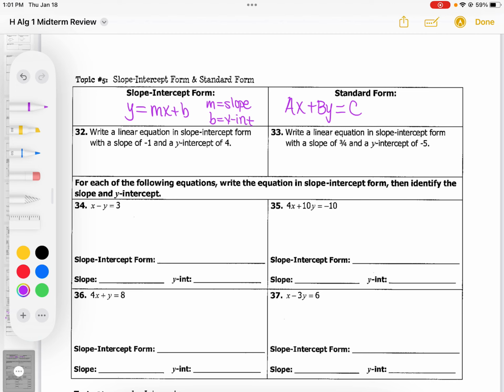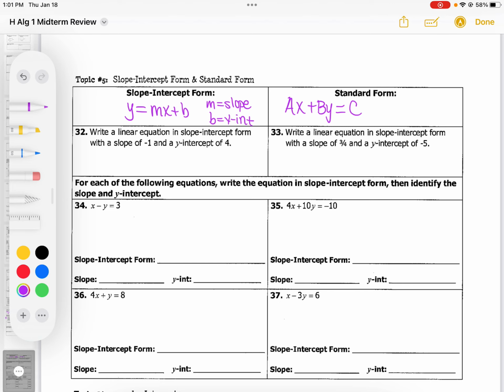which sometimes is tough because a lot of times we have problems in standard form that deal with real-world examples like money. And in that case, you can have fractions or decimals. But for skill-based questions that say, create the equation of the line in standard form, you should not have any fractions or decimals in your equations. So for 32 and 33, you'll create the equations. They say specifically in slope-intercept form. For 35 through 37, they want you to write the equation in slope-intercept form, then identify the slope and y-intercept.